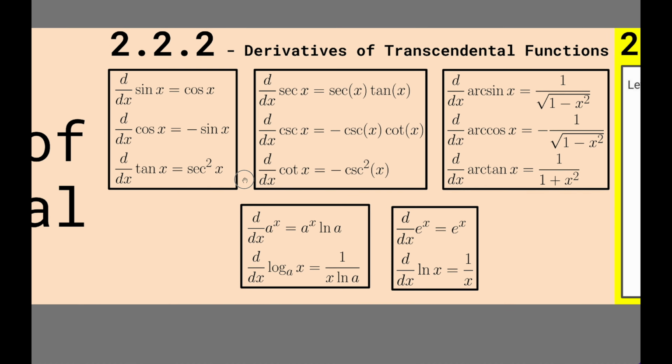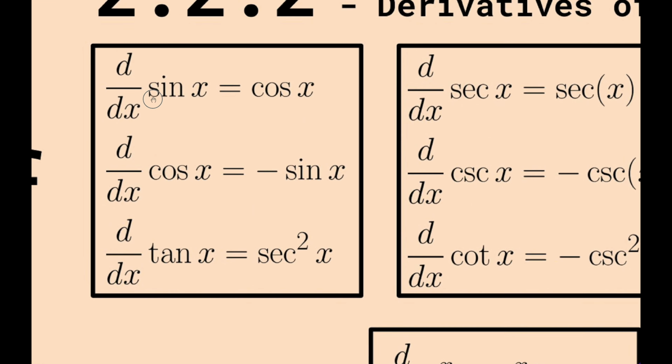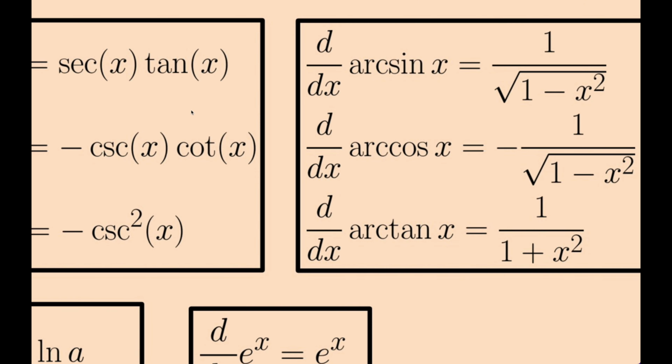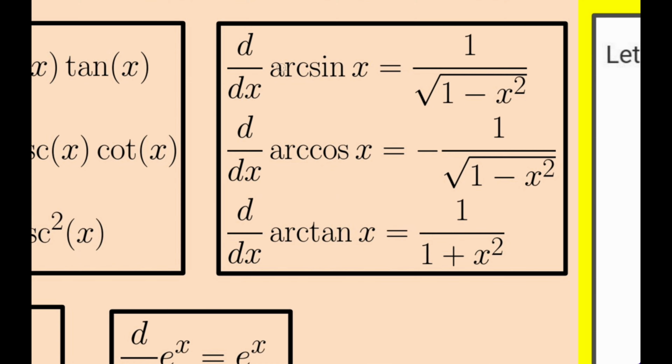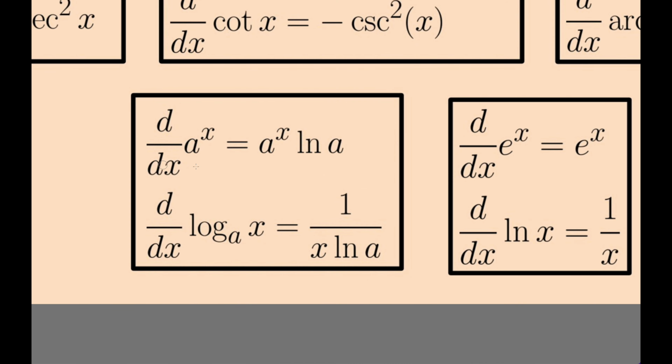So right here, derivatives of transcendental functions. You can see we have the derivatives of the three trig functions right here: sine, cosine, and tangent. We also have the secant, cosecant, and cotangent derivatives as well. And then we also have the inverse trig derivatives of arcsine, arccosine, and arctan. And down here, we also have the exponential, so we have the derivative of a to the x. We have the derivative of the logs as well: log base a of x, the derivative of e to the x, and the derivative of ln x.